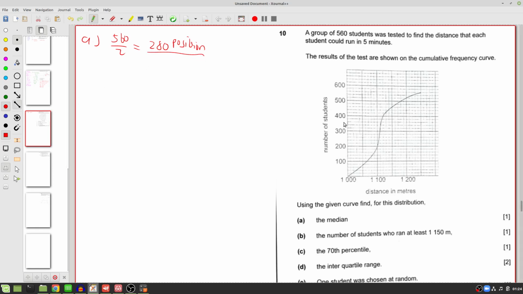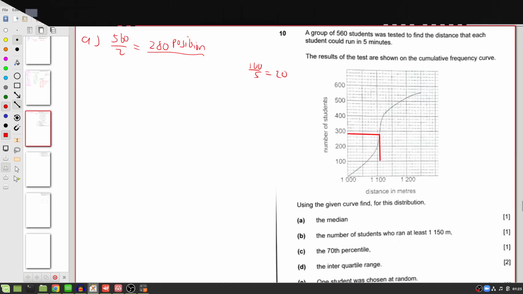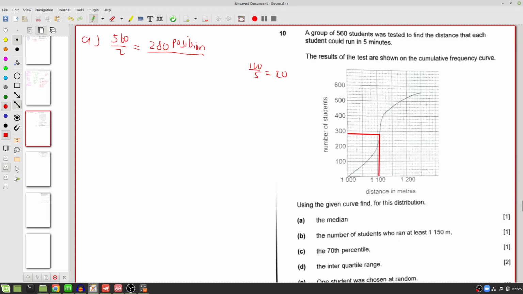So we go to 280. We see here 1, 2, 3, 4, 5 spaces. So 100 total. Let's actually do that. So each little block is 100 divided by 5, which gives us 20. So each little block has a value of 20. Now we go to 280. So it's 200, 220, 240, 260, 280 right there. And we draw a line that connects with this one. And then from there we draw straight down. Okay, now we have to find what is this value.